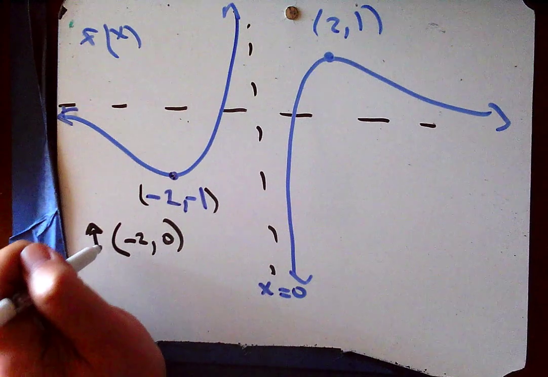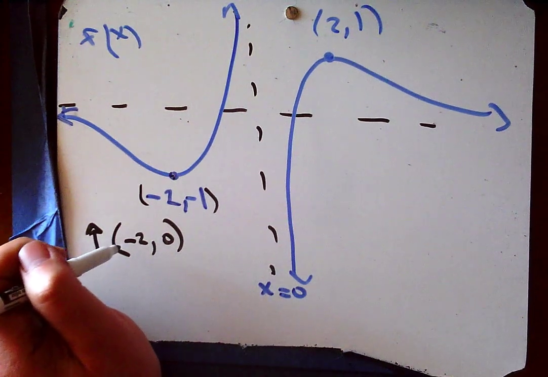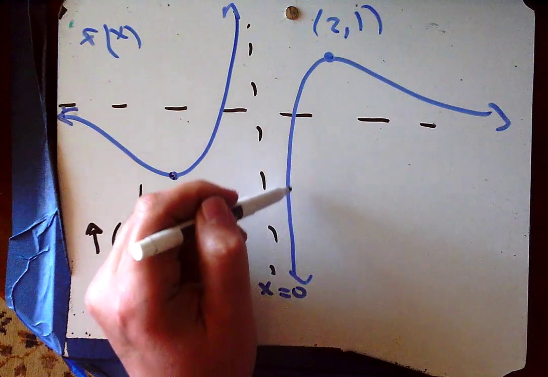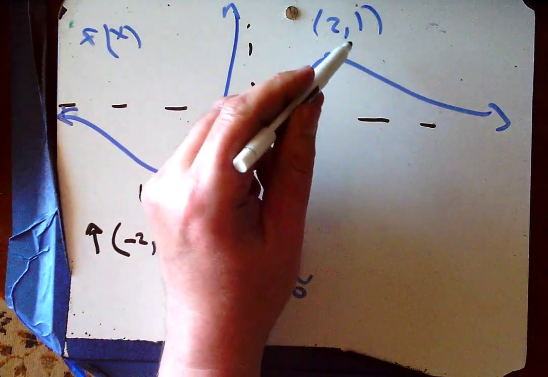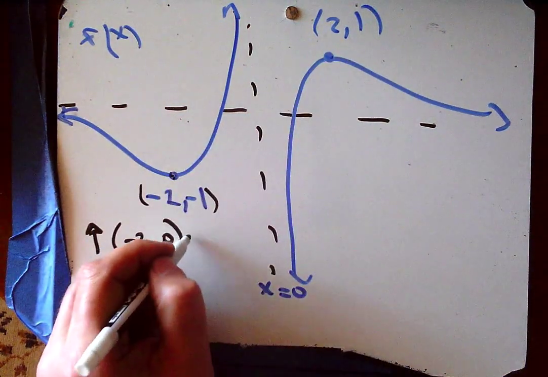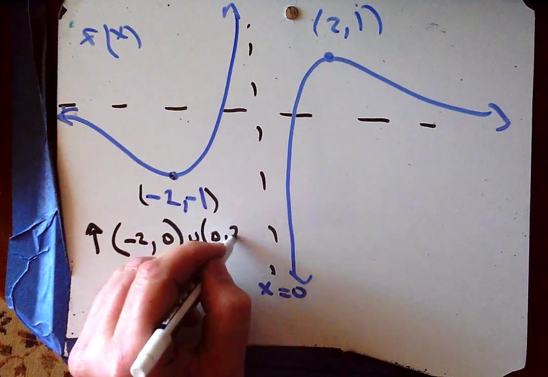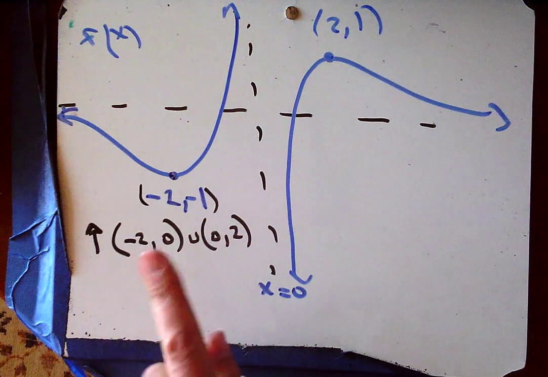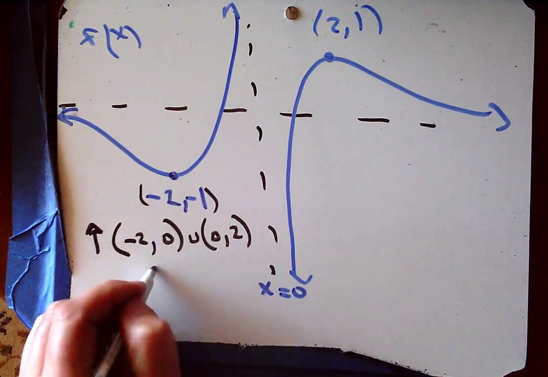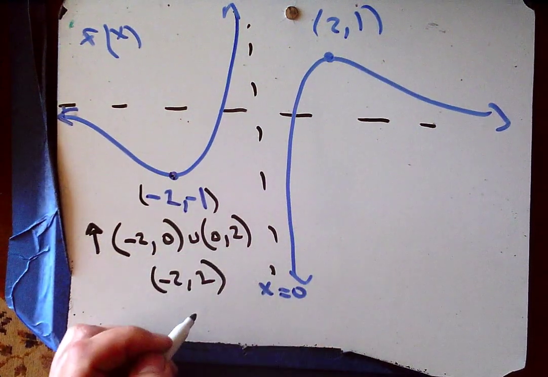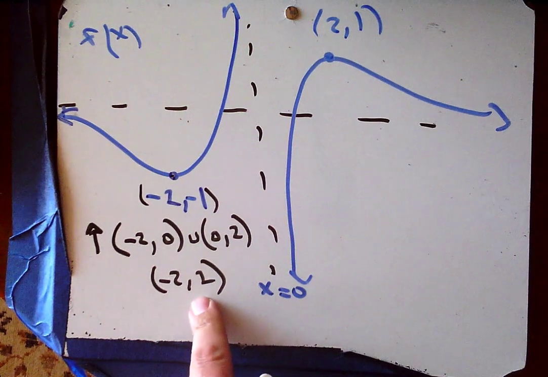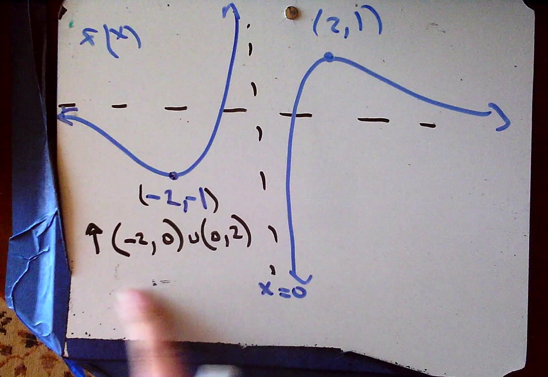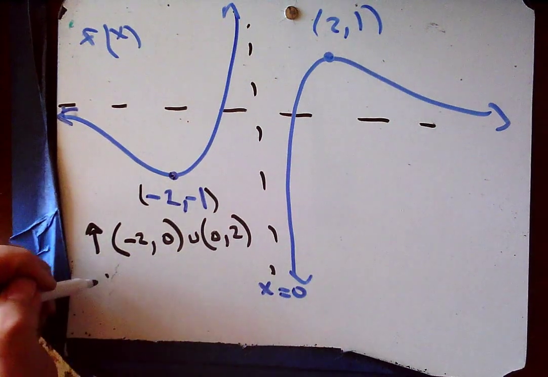Are there any other places where this function is increasing, where this function has positive slopes? Sure, over here I see positive slopes from 0 until 2. So union 0 to 2. Okay? That's when the function is increasing. I can't include 0. I can't write this. This is not when the function is increasing because the function is not increasing at 0 because the function doesn't exist at 0.